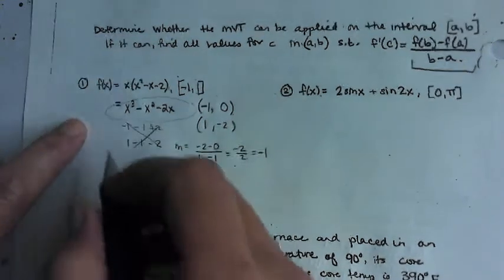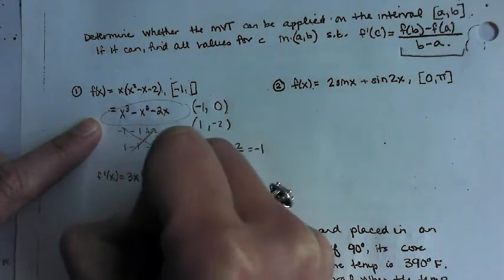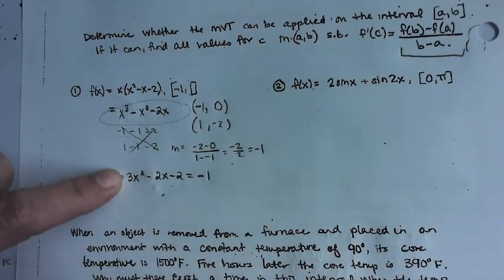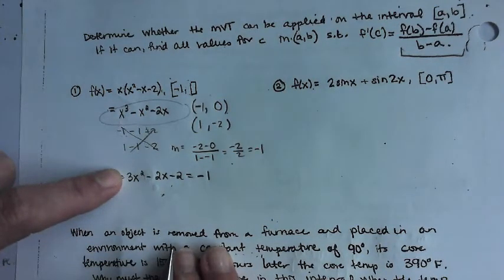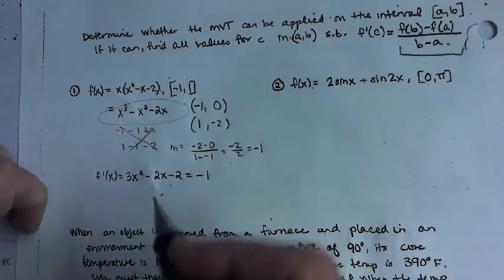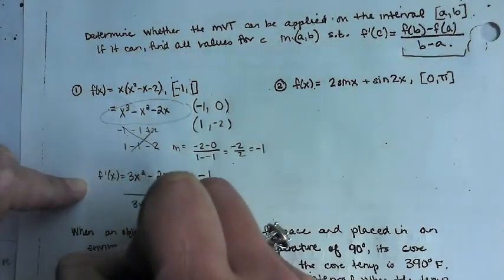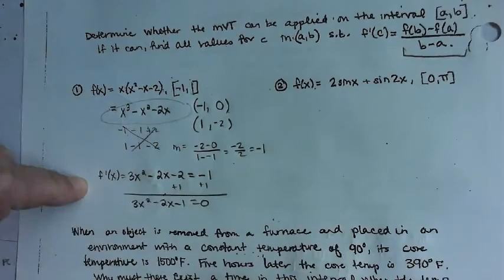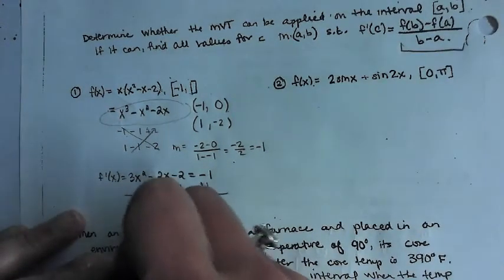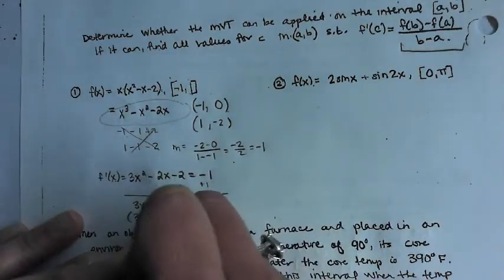We want to find the moment where our instantaneous rate of change is that. So take the derivative and set it equal to that average rate of change. So 3x squared minus 2x minus 2 equals that -1 average rate of change. And then solve. It's a quadratic, so add your 1 over. Is it factorable? 3x and x. 1 and 1. Minus and plus. Very good.